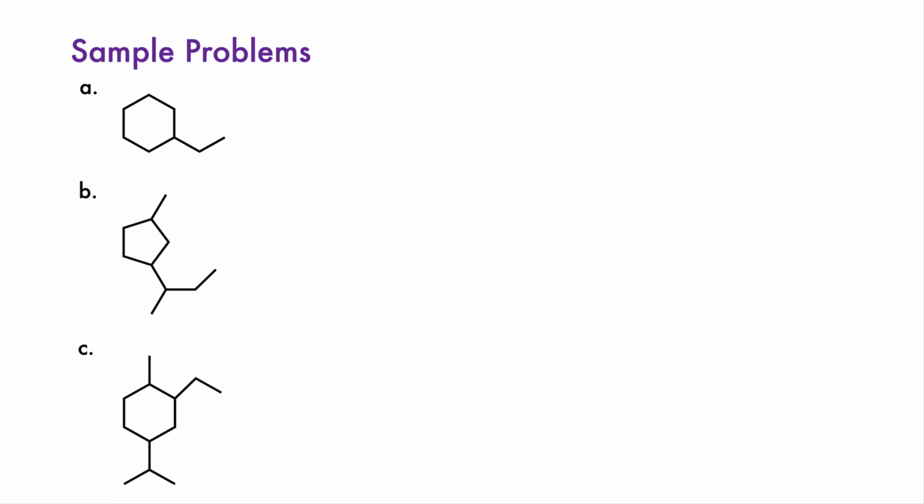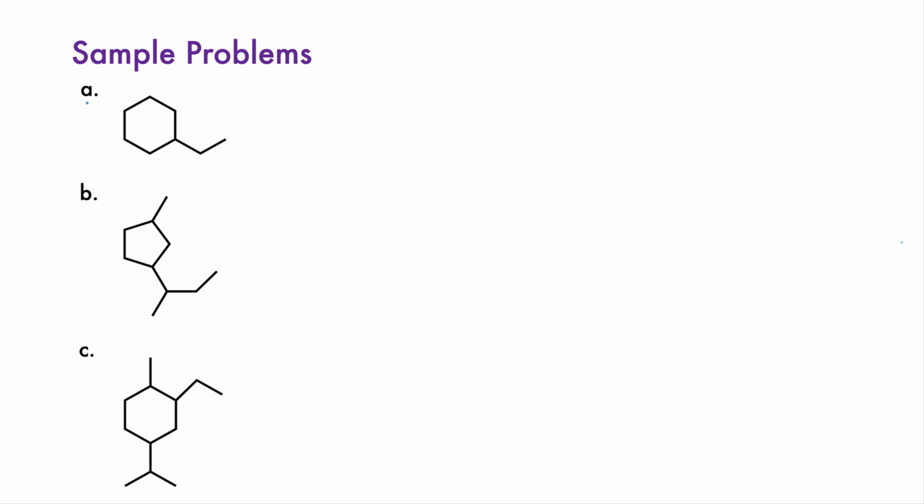Pause and try these sample problems. Name these molecules using the systematic IUPAC rules. The first molecule is simply ethyl cyclohexane. The ethyl is assumed to be at position 1, and there is no need to number it.